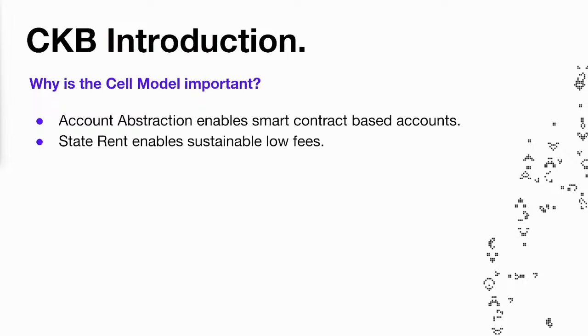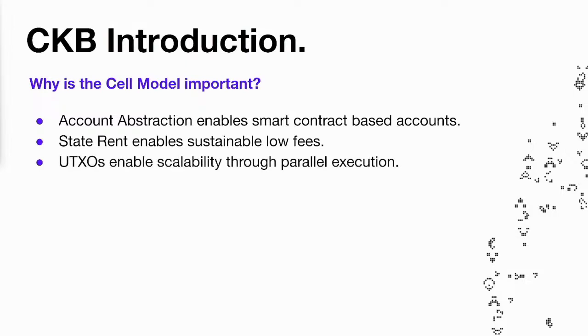So state rent, another great feature that if you have more time, I suggest you read more about. It's one of the best elegantly designed state rent systems you will find out there, and it's been in Nervos since 2019, since the launch in 2019. UTXOs enable scalability through parallel execution. So I already mentioned this one a couple times. So UTXOs are needed for concurrency.